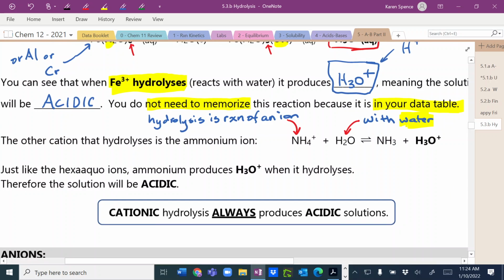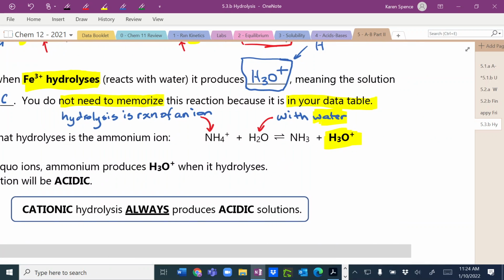So ammonium produces H3O+. If you have made H3O+, are you acidic, basic, or neutral? If you make hydronium, you are acidic. Cationic hydrolysis always produces acidic solutions. Always acidic.